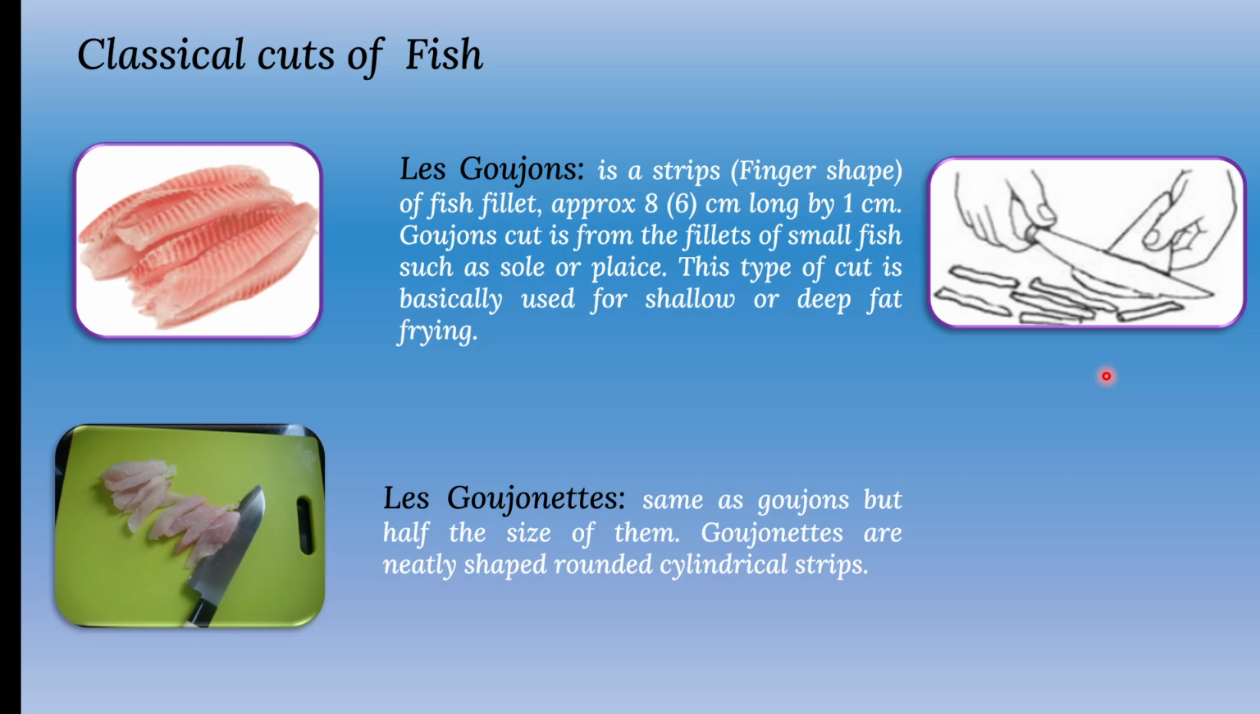Now classical cuts of fish we also get here too. First one is le goujon, a strip or also known as a finger shape of fish fillet, approximately 6 to 8 centimeters long. Thickness is 1 centimeter maximum. Goujon cut is from the fillet of small fish such as sole or plaice. This type of cut is basically used for shallow or deep fat fry.